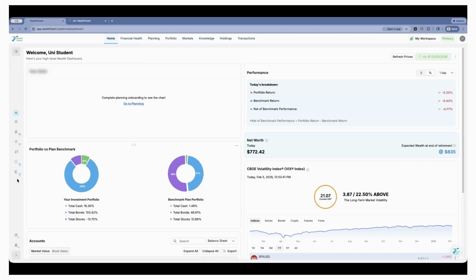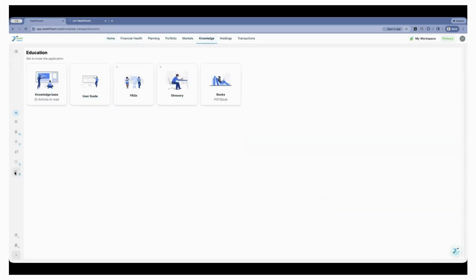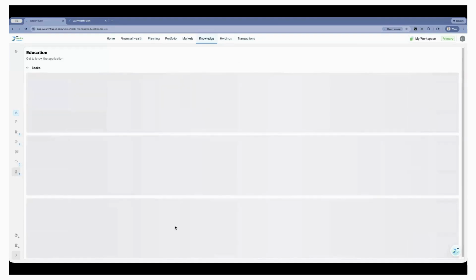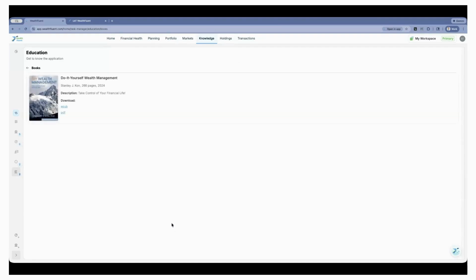One of the more important things I'm sure everyone would like to know is the education section, which you can find from knowledge at the top or from the education icon on the side. That's where you get the do-it-yourself wealth management book that's part of the course. And you can download it either as an EPUB or a PDF. So if that is not clear.